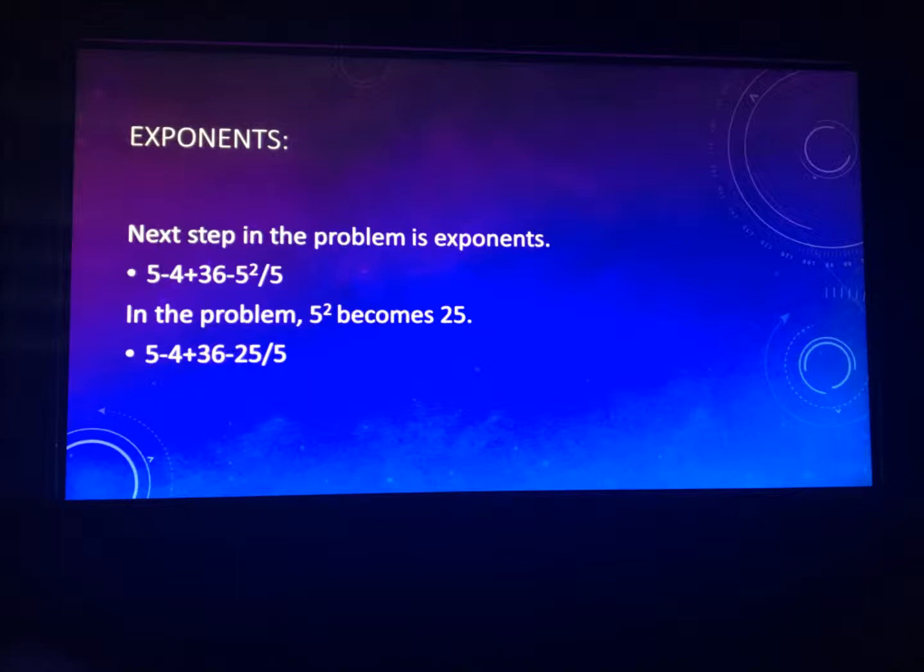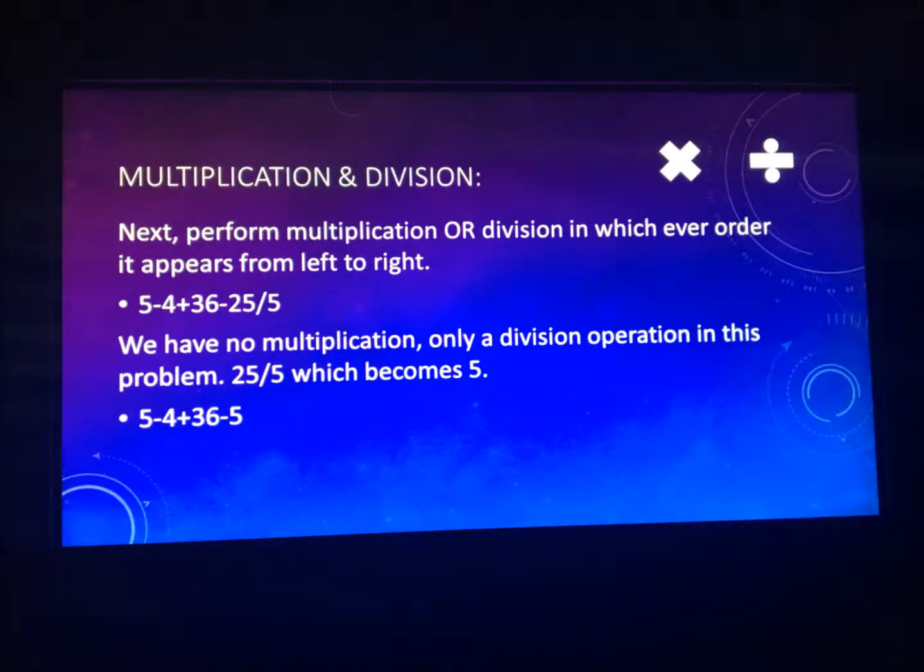Okay, so next we have multiply and divide. When multiplying or dividing, you can perform them from left to right. They're interchangeable. So with our problem, we have division. We have no multiplication, so we can just go ahead and do the only division problem we have in our problem, which is 25 divided by 5. 25 divided by 5 will become 5.